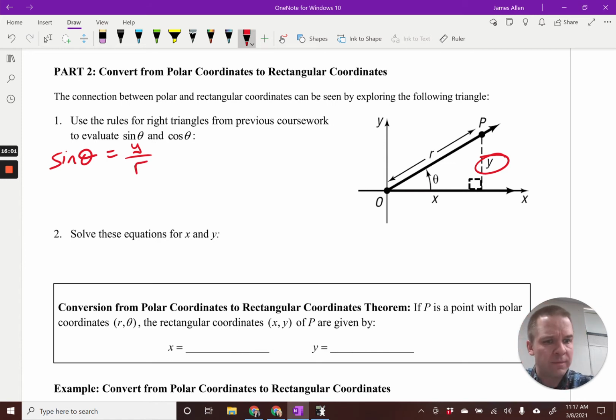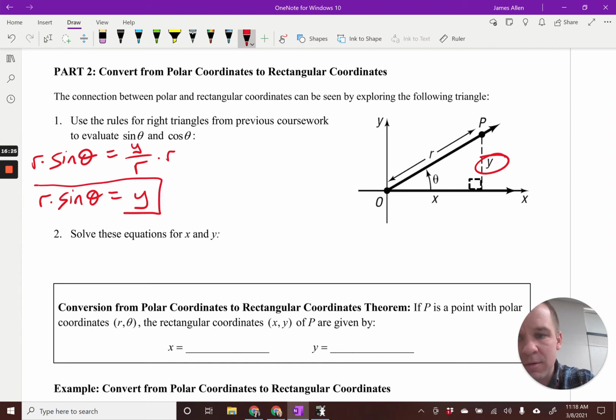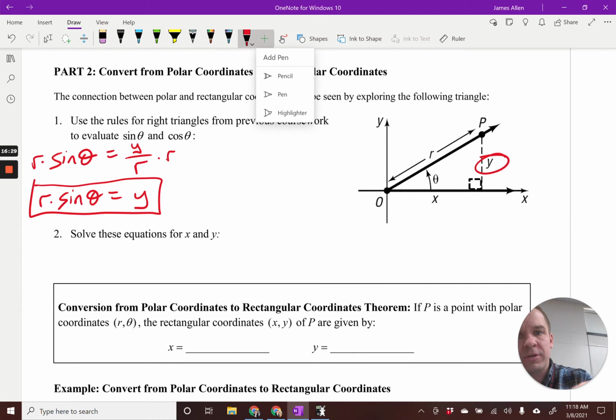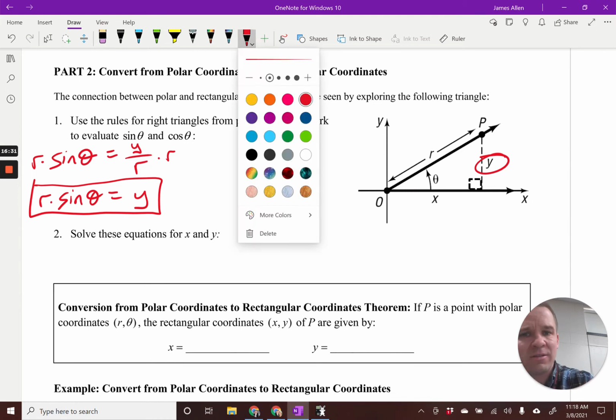Cool. Well, hey, guess what? We want just y by itself and possibly just x by itself. So what if I were to multiply this by r? Now I have r sine theta equals y. I've got r and theta on the left side, I've got y on the right side. I've got polar action on the left side, and rectangular action on the right side. This seems like a solid conversion formula for me, right? I've got my polar stuff on the left, and my rectangular stuff on the right.